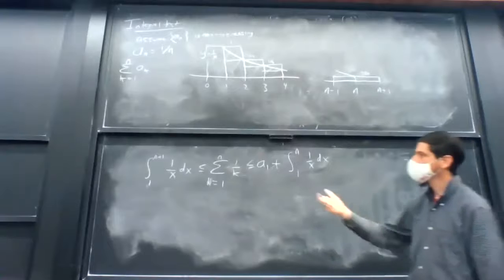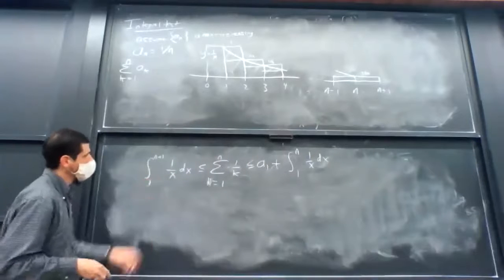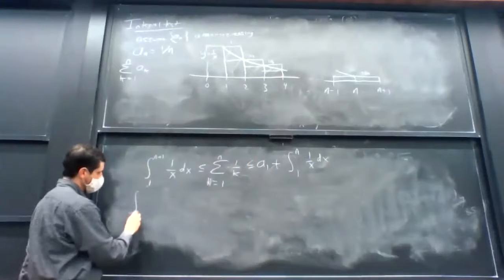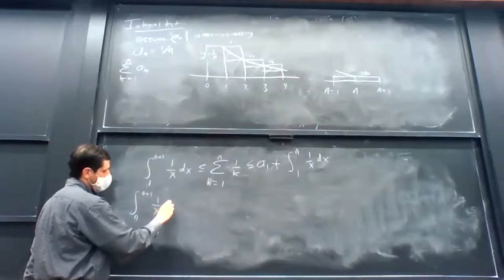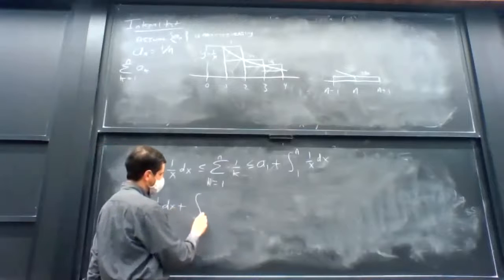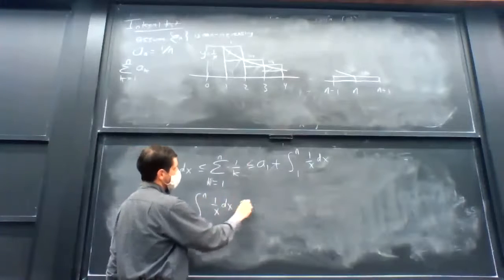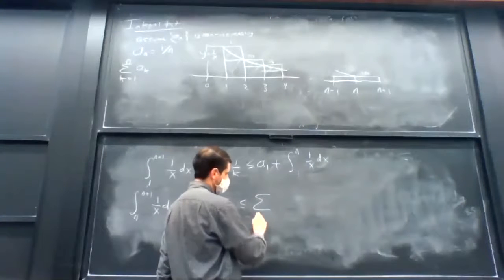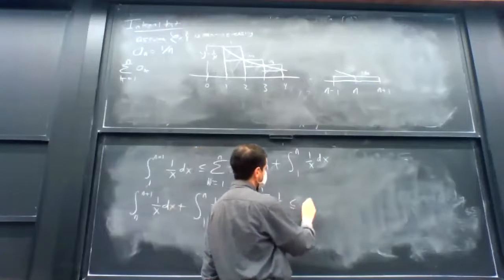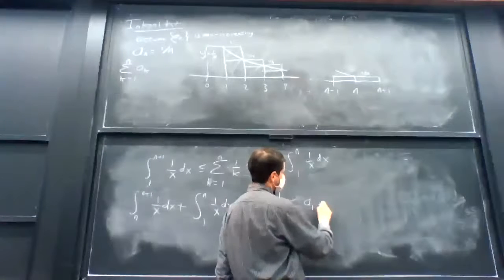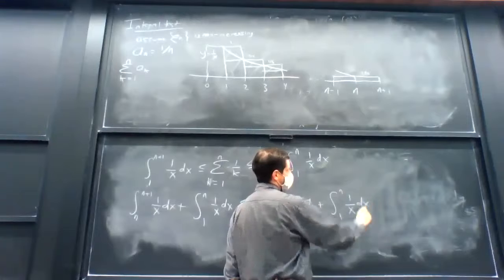So we've almost approximated the sum with the same integral. So I can write this as the integral from n to n plus 1 of 1 over x dx plus the integral from 1 to n of 1 over x dx less than or equal to the sum k goes from 1 to n of 1 over k, which is less than or equal to a1 plus the integral from 1 to n of 1 over x dx.